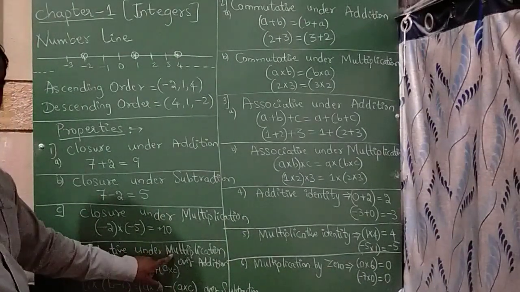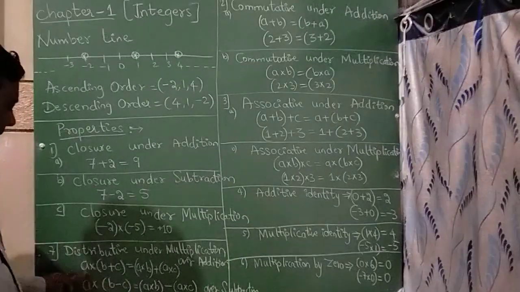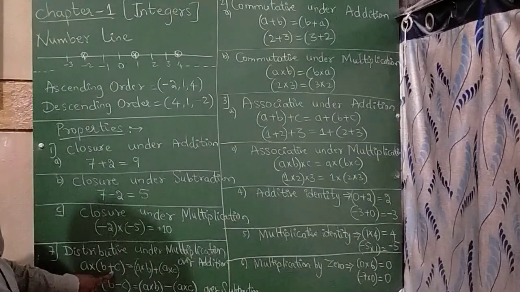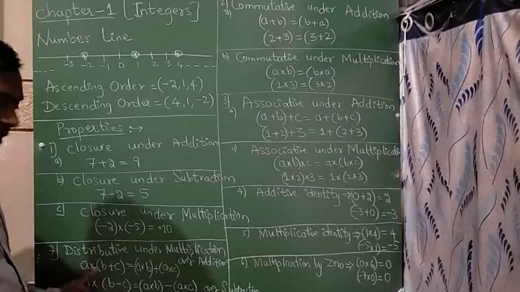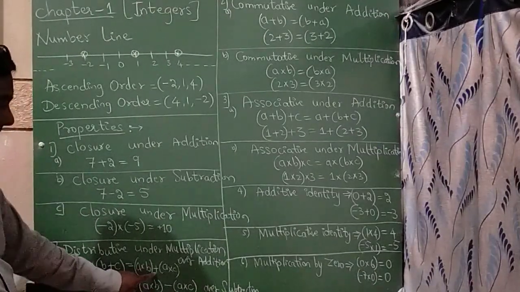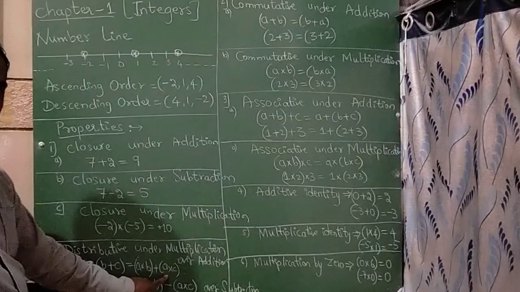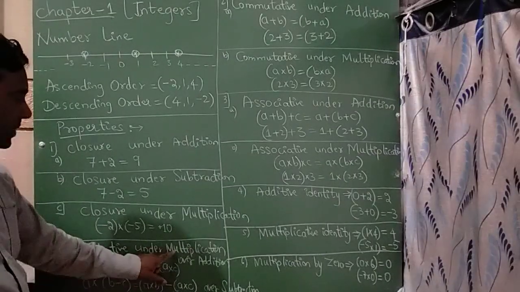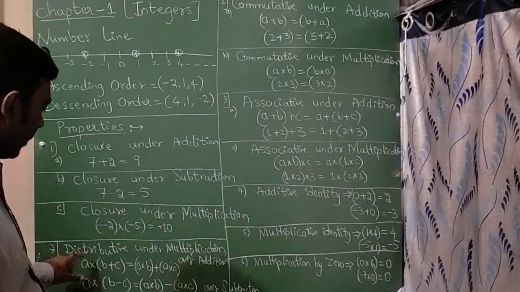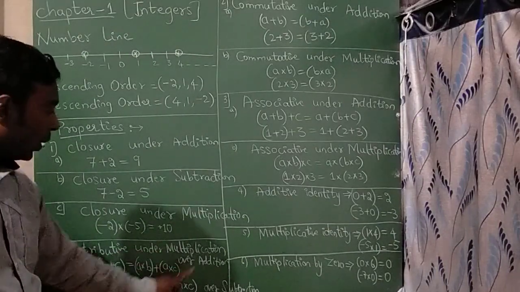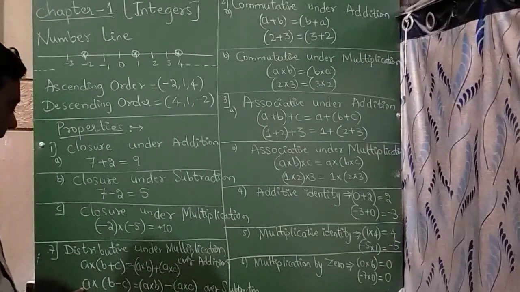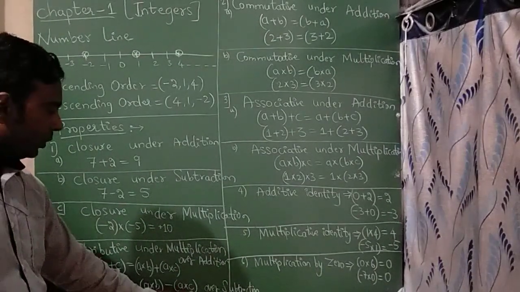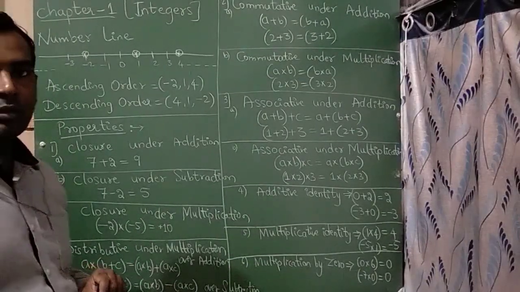Distributive property under multiplication over addition. What is this? This is a into (b plus c). This is multiplication and this is over addition. Fine. So what we can write here: a into b plus a into c. This a is multiplied with b as well as c. This is called multiplication over addition. Now there is one more property, that is distributive property under multiplication over subtraction. So what is that? a into (b minus c). So it is a into b minus a into c. Fine. Now let's go on to the next property.